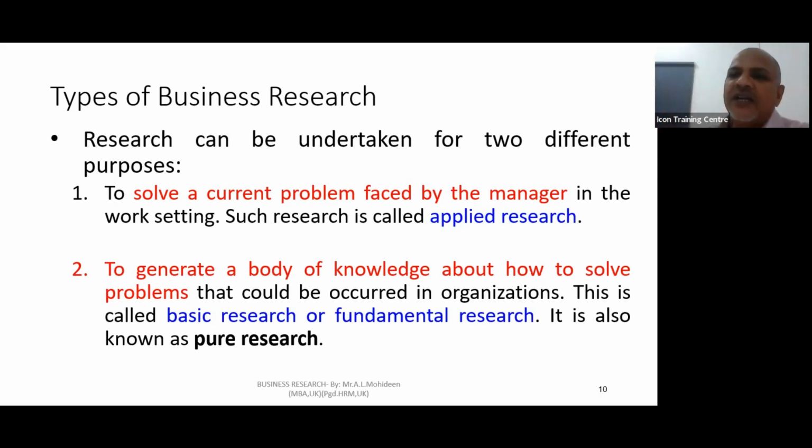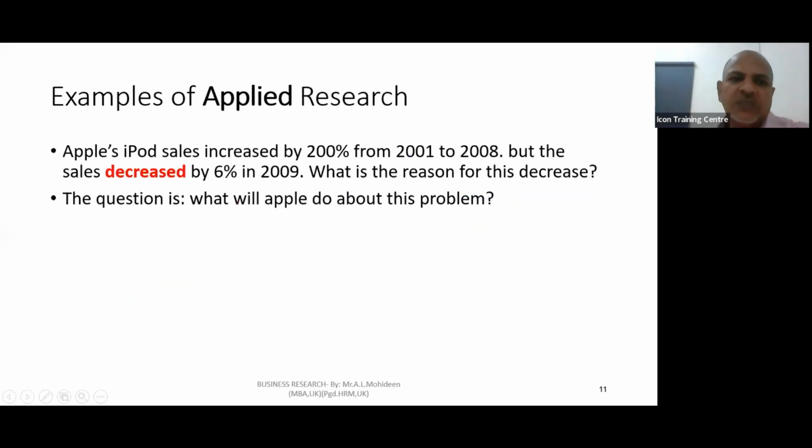Then we go and dig into the subject area based on the studies done by others. Then you will come to know. You can go and dig. So research to solve the current problem faced by managers in the work setting is called applied research. And research to generate a body of knowledge about how to solve problems that could occur in organizations is called basic research or fundamental research. It is also known as pure research. So these are the two types of research.